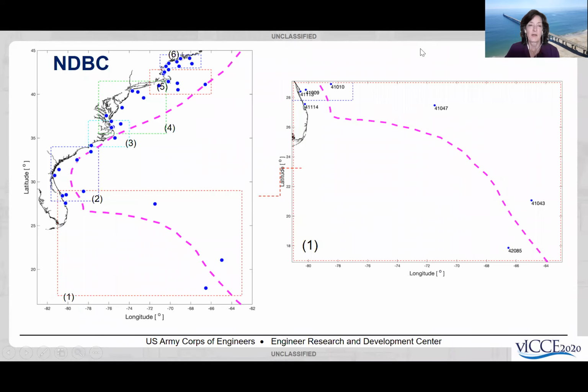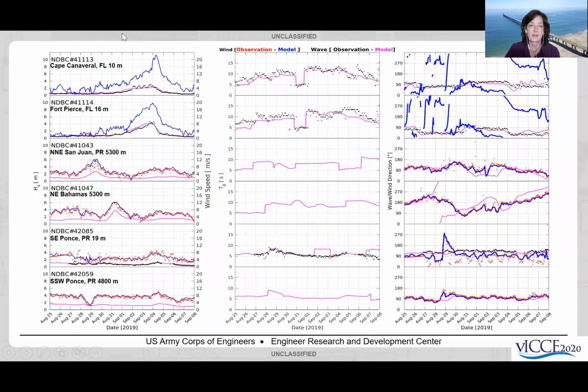As I mentioned, we have a rich set of National Data Buoy Center buoys to compare the winds and waves to. We'll march up the coast and I'll show you comparisons to both the winds and the waves. Each of these blue dots is one of the buoy locations. So the first area to look at is down near Puerto Rico and up through southern Florida. There'll be a series of plots.